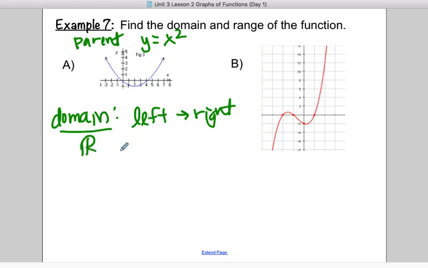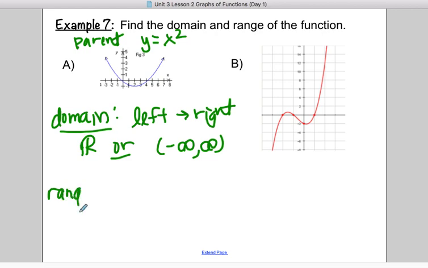So it's all real numbers, or if we want to do it in interval notation, which is how you move to in calculus, it's really negative infinity to infinity. It's going to go all the way to the left and all the way to the right. Then we also need to go ahead and find range this time.